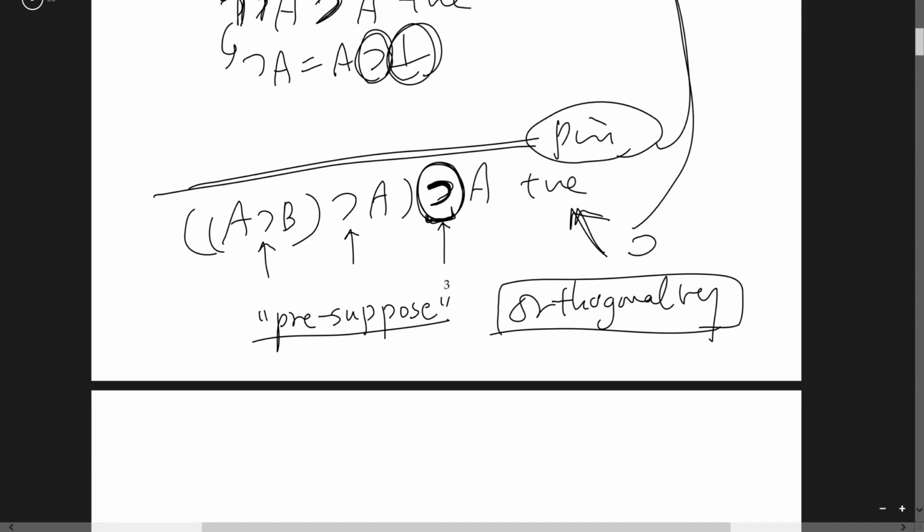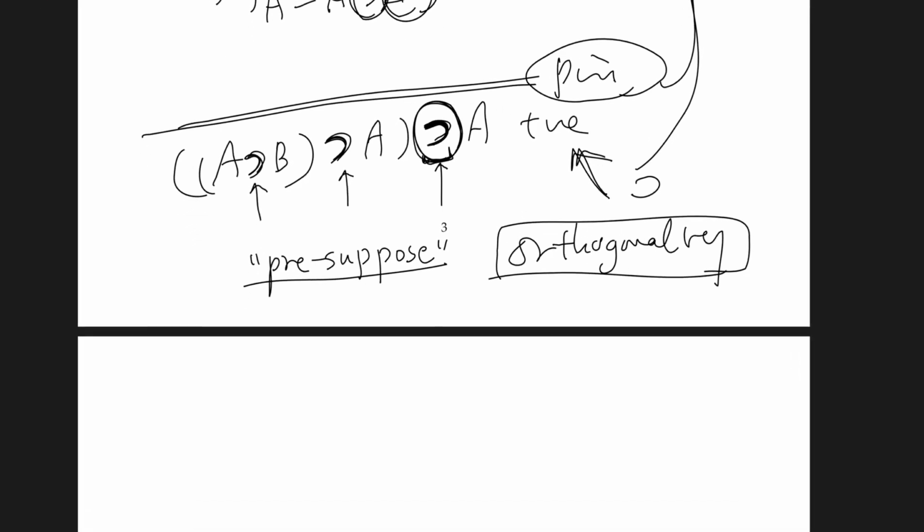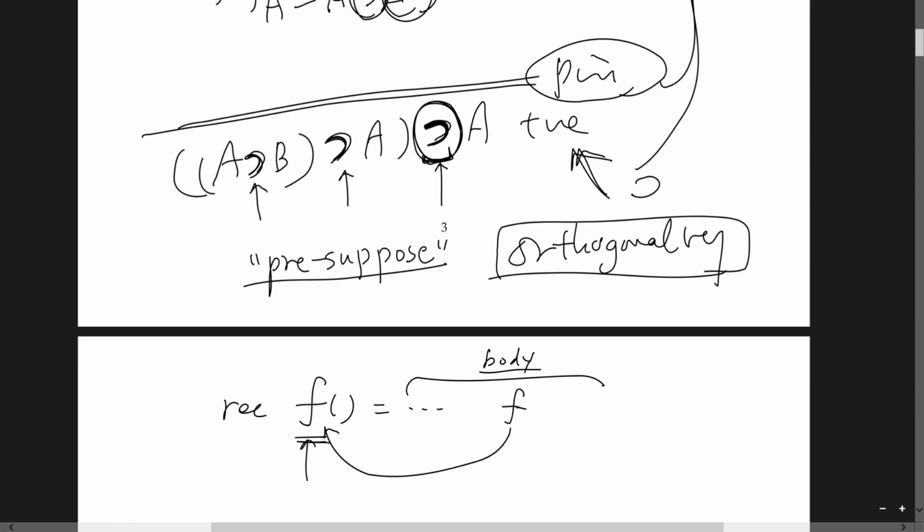the notion of implication. So it's like inductive definitions or recursive definitions. In order to explain the meaning of a recursive function f, you have to look at its body, the function body. But inside the function body, you have a recursive reference to the very function being defined.